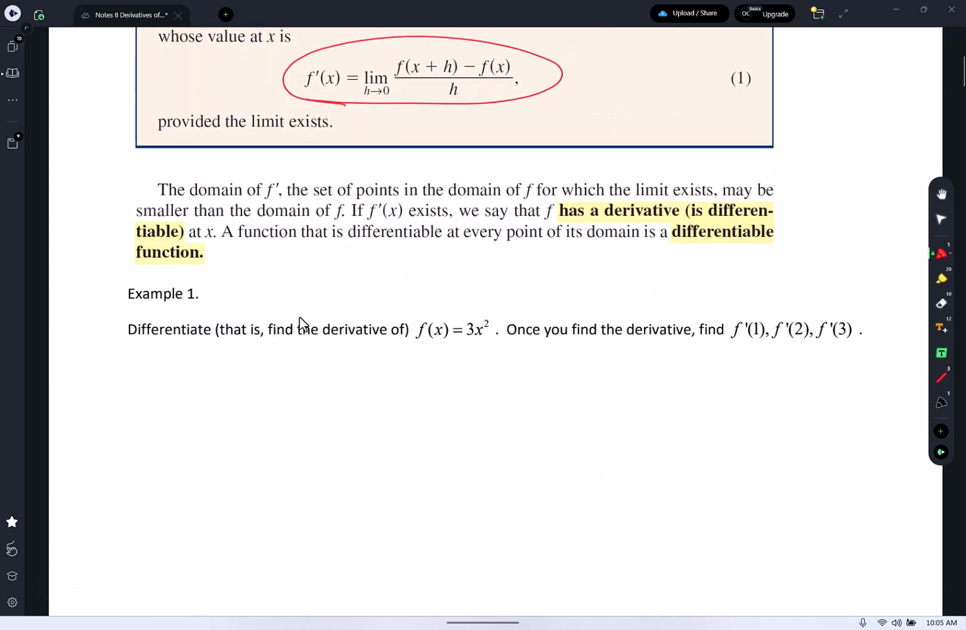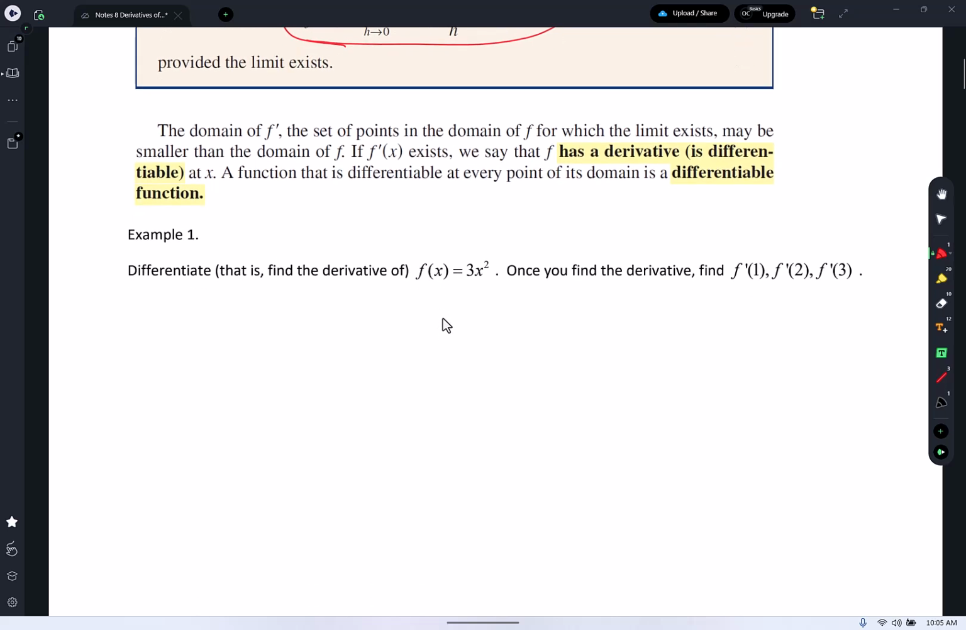So check it out. It says differentiate, that is find the derivative of f of x equals 3x squared. Once you find the derivative, find f prime of 1, f prime of 2, f prime of 3. So they want me to find an expression for my derivative. So they want to know what f prime of x is. So I'm going to write f prime of x equals, and I'm going to write question mark.